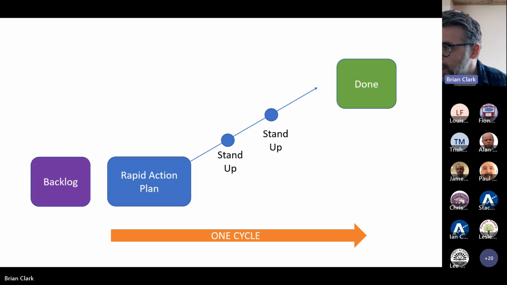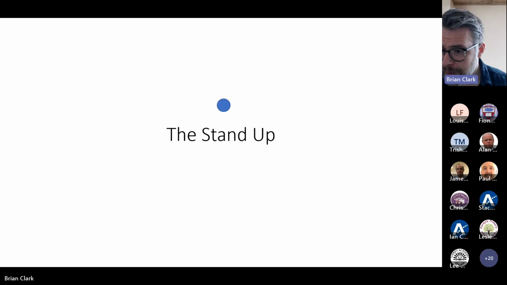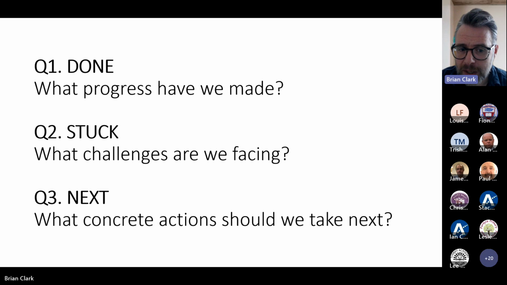And this isn't the idea of having a formal digital learning team meeting once every 6 weeks for an hour at lunchtime. It's not as formal as that, but it's more formal than just a 2-minute chat in the classroom. The best stand-up activities tend to be very short and very focused, lasting about 10-15 minutes, and they give an opportunity for you and other team members to come together and ask ourselves 3 questions. What have we done? What are we stuck with? And what should we do next?